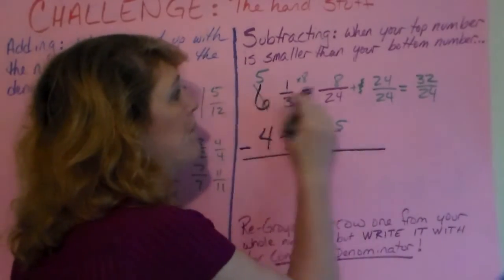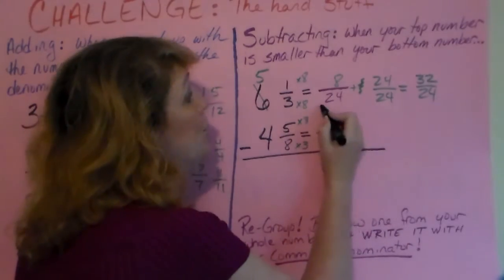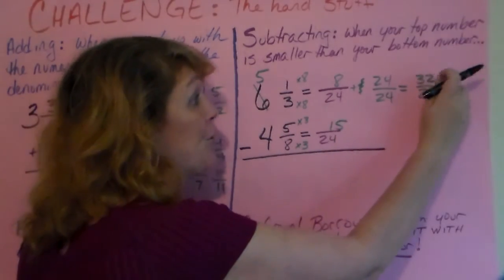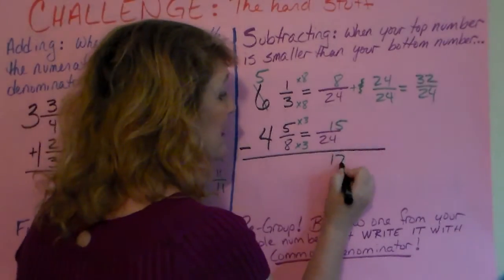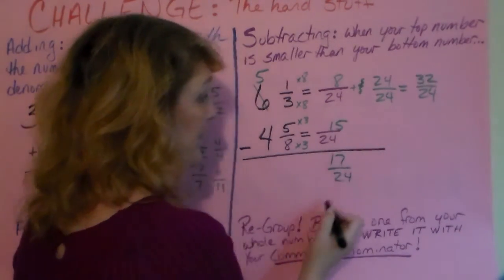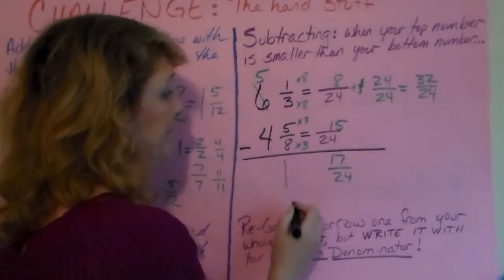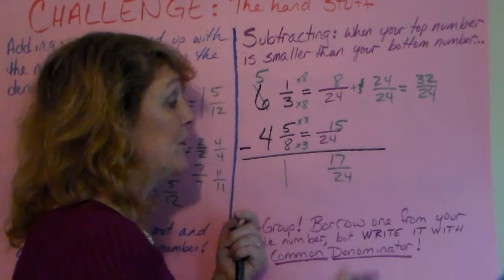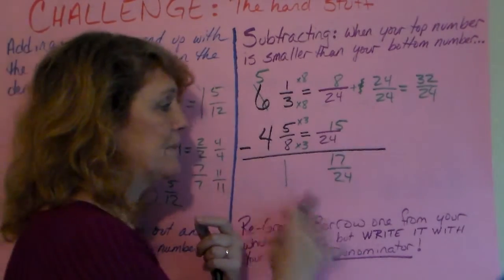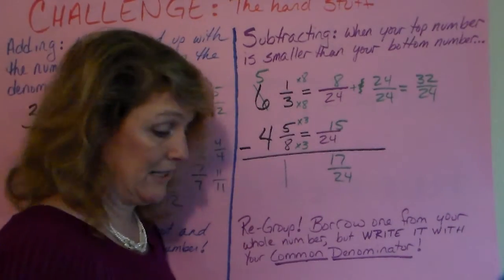I borrowed 1 from this, but I had to make it look like my fraction. So I add these together, I get this. Now it's 32 minus 15. And that equals 17 24ths. Now my subtraction works. And 5 minus 4 is 1. And I know 17 is a prime, so it can't get smaller. And I know 17 doesn't go into 24, so it can't get smaller, so this is my answer. This is as hard as subtraction gets.